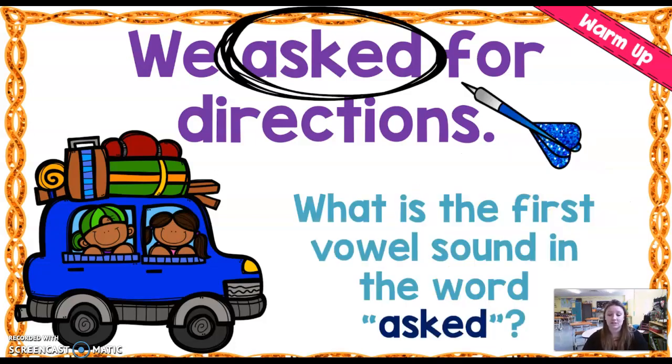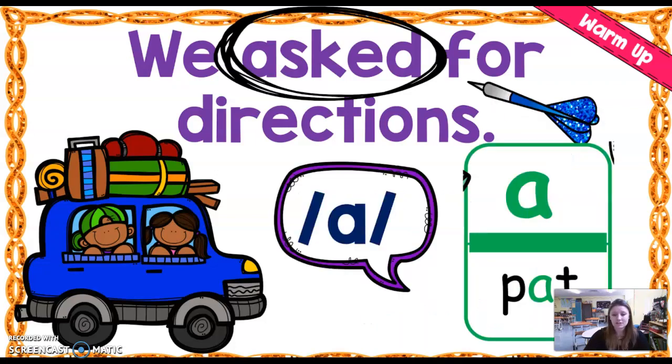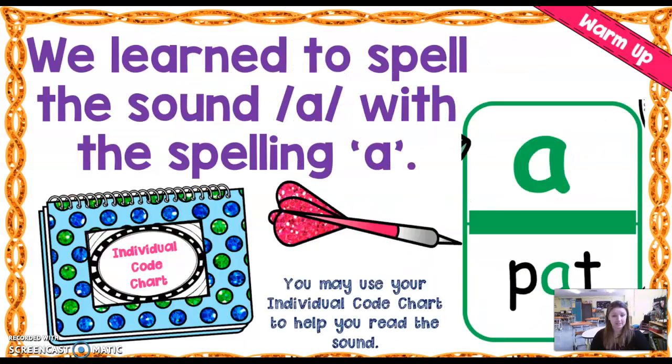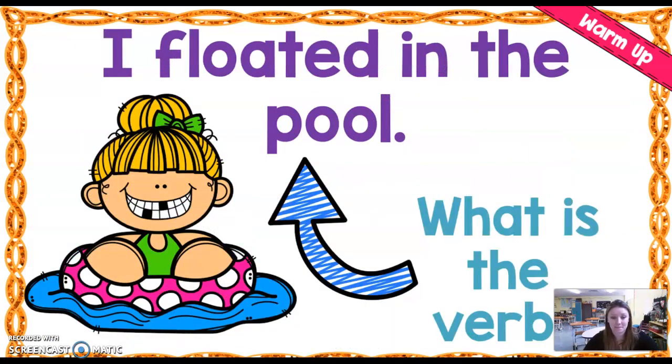What's the first vowel sound in the word asked? Not only is it the first vowel sound, it's also the first sound altogether because this word begins with a vowel. Our first vowel sound is a. We know that we can make the a sound using the letter a, and you can spot that power bar is really, really big because it is the most common sound spelling for the letter a.